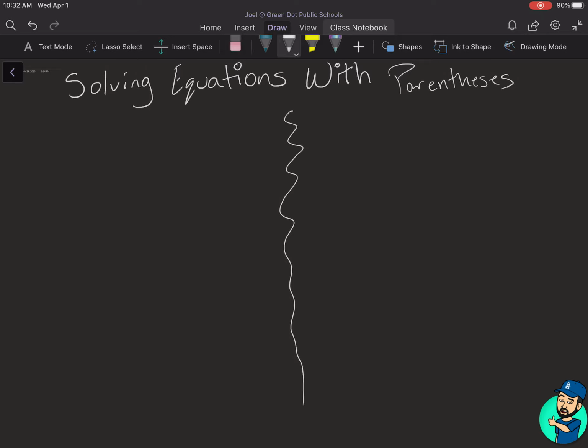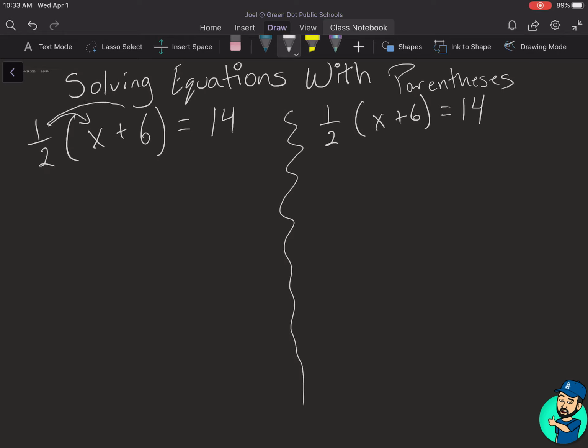Okay, what if it was 1 over 2, parentheses, x plus, let's just say 6 equals, let's use 14. I'm going to copy and paste the same problem on the right hand side. Now on the left hand side, I'm going to apply the distributive property, which means I multiply the number outside the parentheses to the number inside the parentheses and the variable.